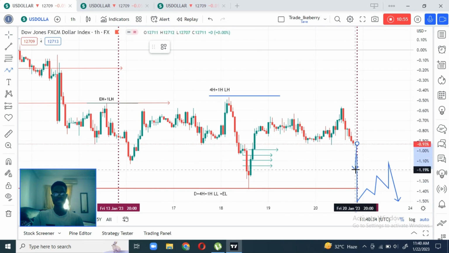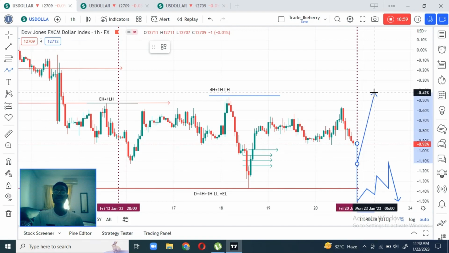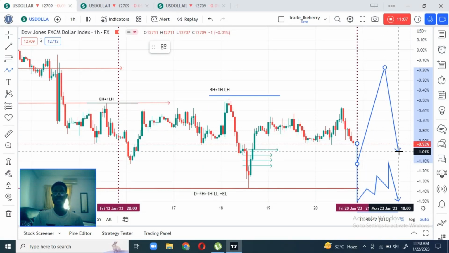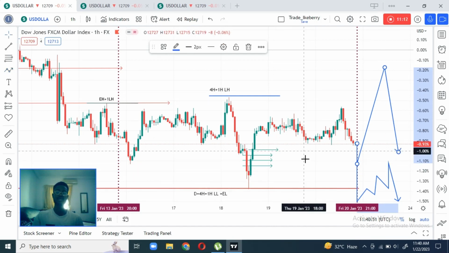Any of these imbalances here, it can be any of these imbalances here, and then move up to pick this imbalance, that is the daily imbalance here, and then move back down to bearish. So that is what we are expecting to see from the US dollar index.